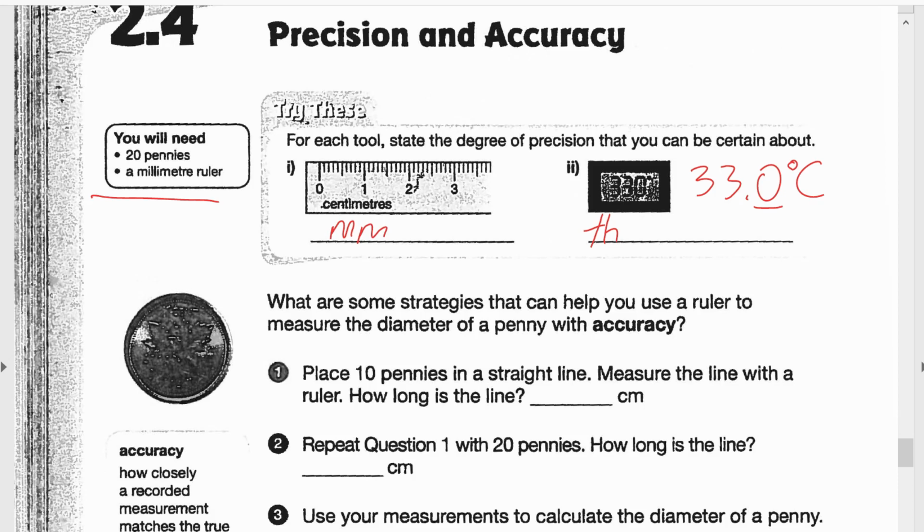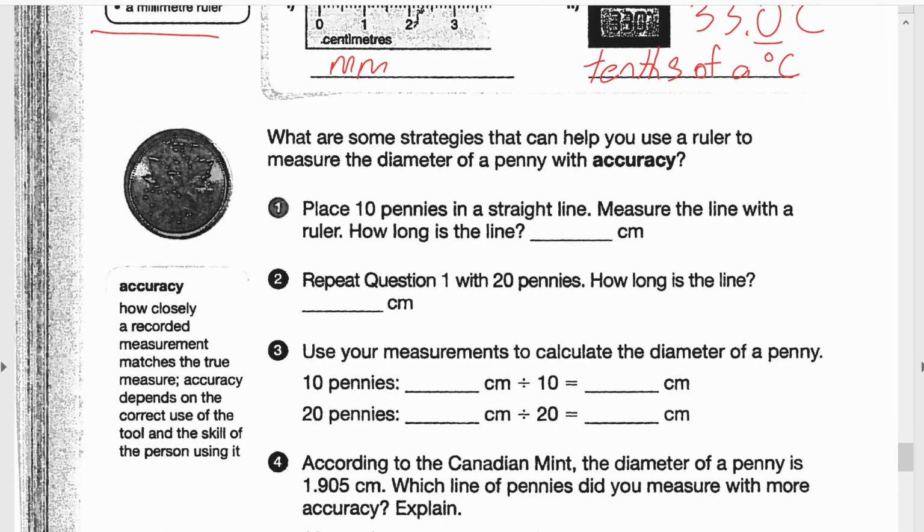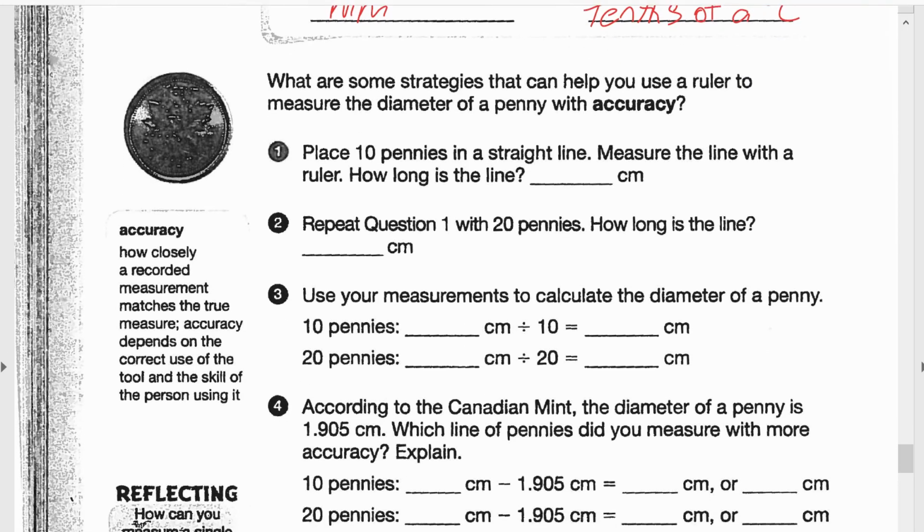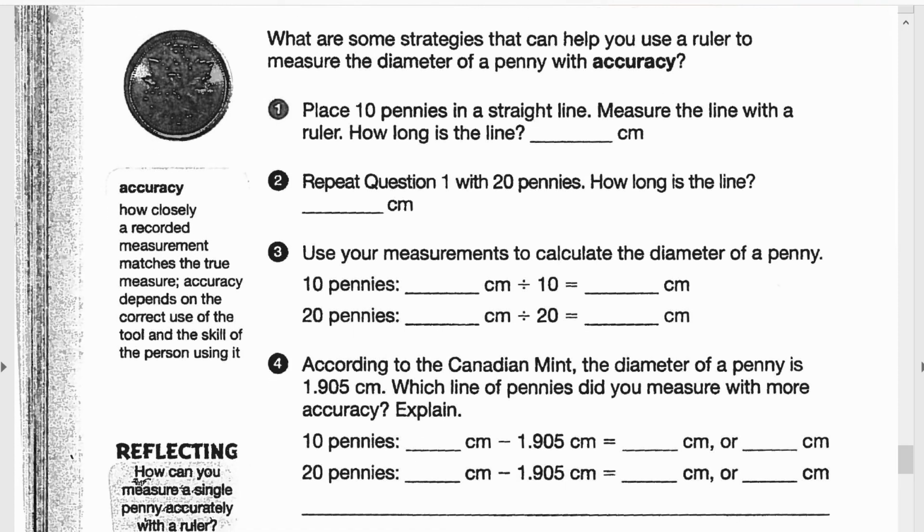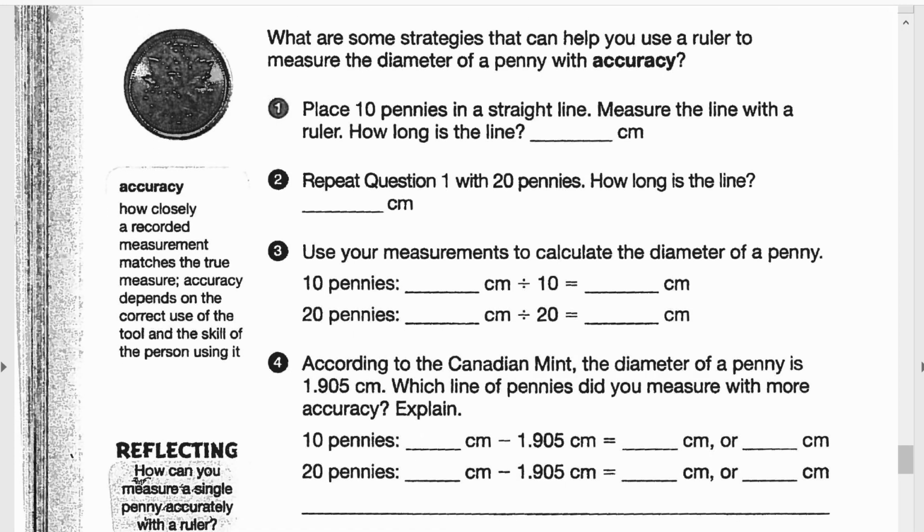Tenths of a degree Celsius. Okay, what are some strategies that can help you use a ruler to measure the diameter of a penny with accuracy? Place 10 pennies in a straight line. Measure the line with a ruler. How long is that line? Let's say it's 19.1 centimeters.